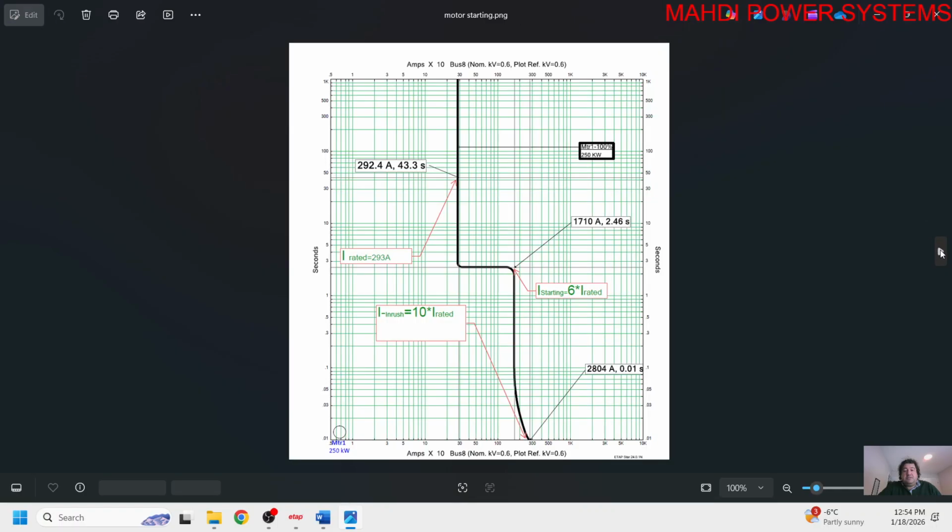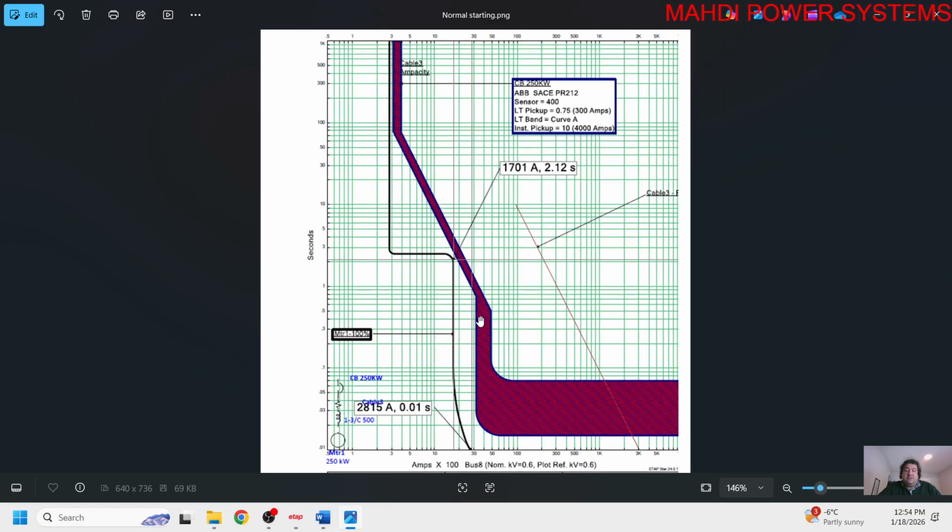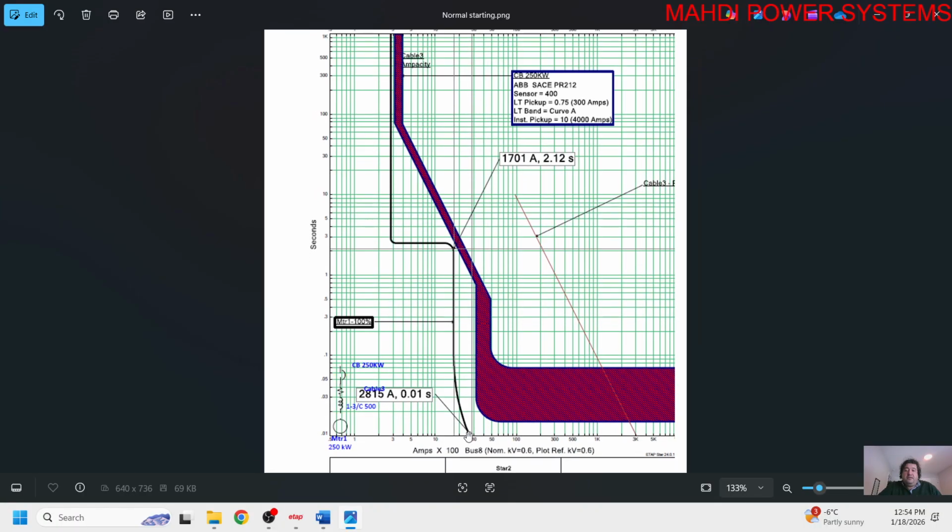Let me show the correct setting. If you see here, inrush current starts, and here is normal operation of the motors, and the instantaneous function is far away from the starting of the motors. That means if the motor starts, the breaker won't trip, and if the breaker trips, that means it is an actual fault current.